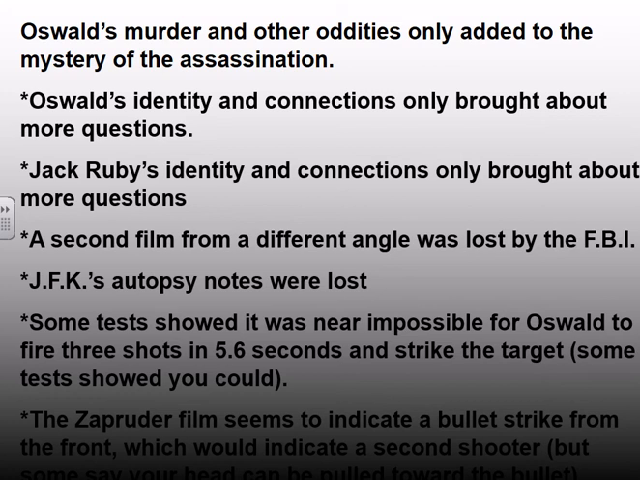I didn't want to link the Zapruder film. I think it's a little gruesome. But you are certainly welcome to Google it on your own. But the Zapruder film, if you look at that, it seems to indicate the bullet strike from the front. And that's because you see the president's head move violently backwards.